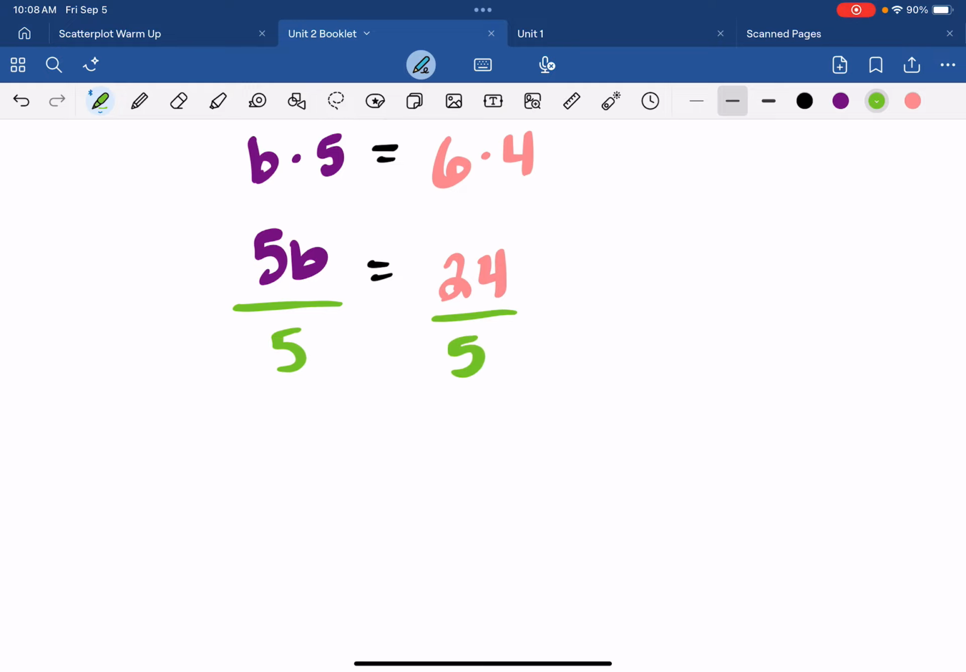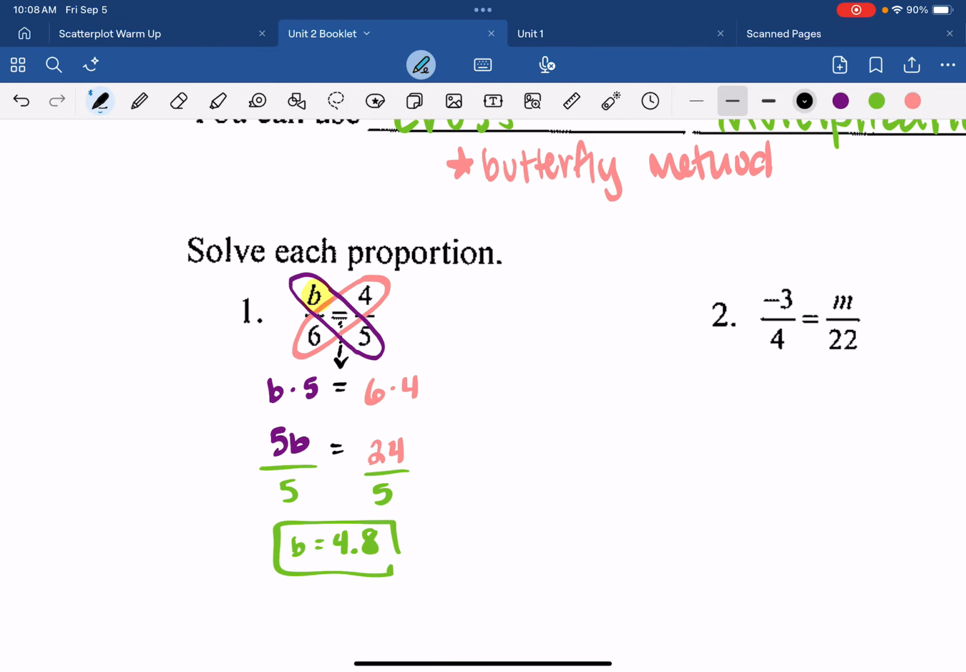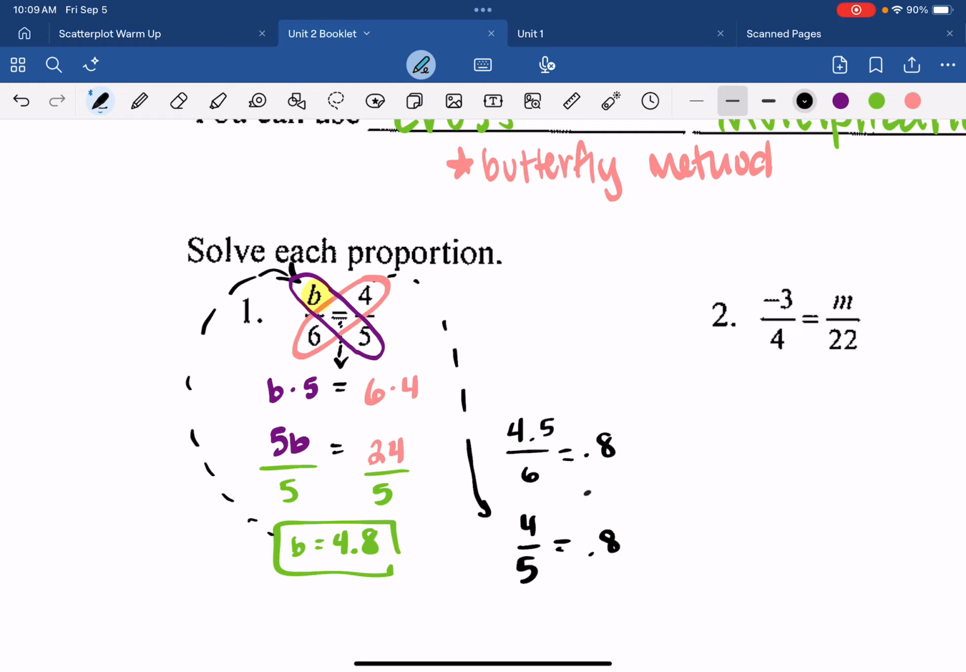And then let's see, we're going to get a decimal here. So we're going to do 24 divided by 5, and we get b equals 4.8. Okay? In order to check this, if you want, we can take our 4.8 and plug it in for b. So we'd have 4.8 divided by 6, and we would get 0.8. And then if we tested the other, we should hope that 4 divided by 5 also gives me 0.8. So 4 divided by 5 does in fact give me 0.8. So this checks out. Okay, let's try another one.